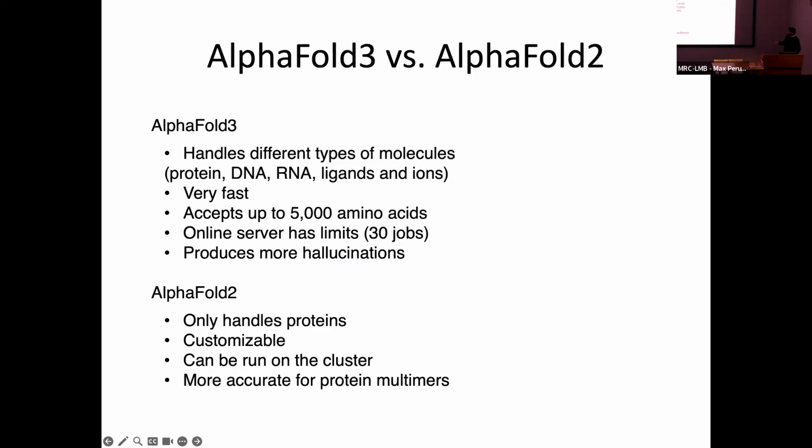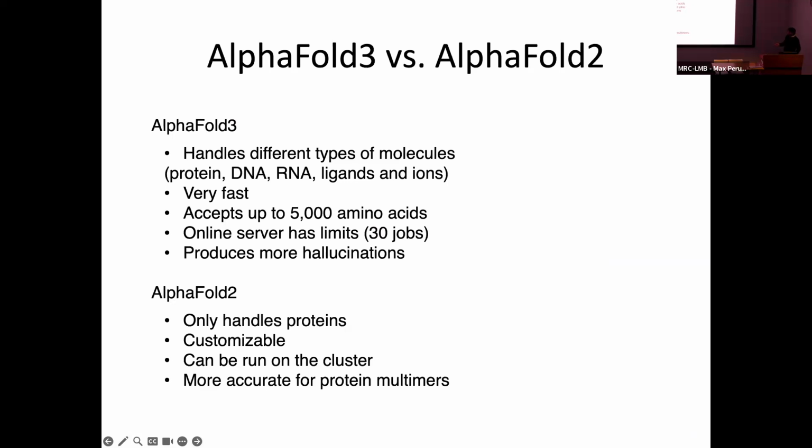There's only the online server, though. We cannot run it on our cluster, or at least not at the moment. It's not straightforward to set it up, so at the moment, it's only the one available online. You are limited to 30 jobs per day. However, apparently it produces more hallucinations, so it can give some false positives.